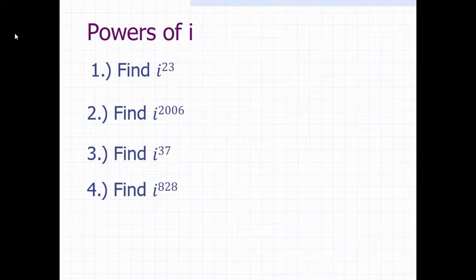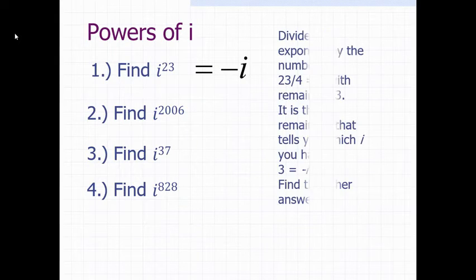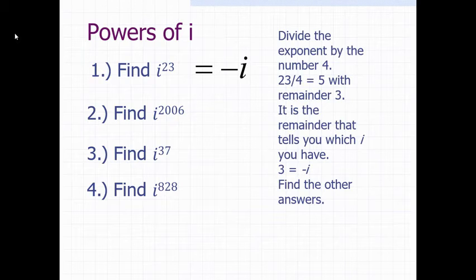So let's take a look at some more examples here. If we find i to the 23, it's equal to -i. Well, how do we know that? Again, you're going to divide the exponent by the number 4. So 4 is your key here. 23 divided by 4 equals 5 with a remainder of 3. It is the remainder that tells you which i you have, and 3 is equal to negative i.